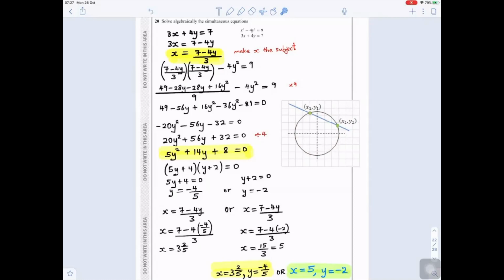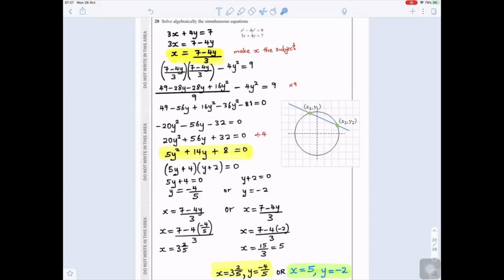And the second one, 3x plus 4y equals 7, is a line. So we want to find out where the circle and the line meet. In this case, they meet at 2 points, (x1, y1) and (x2, y2). The aim of this algebraic solving is to find those 2 points where the circle and the line meet. So let's go now and start to do the algebra.